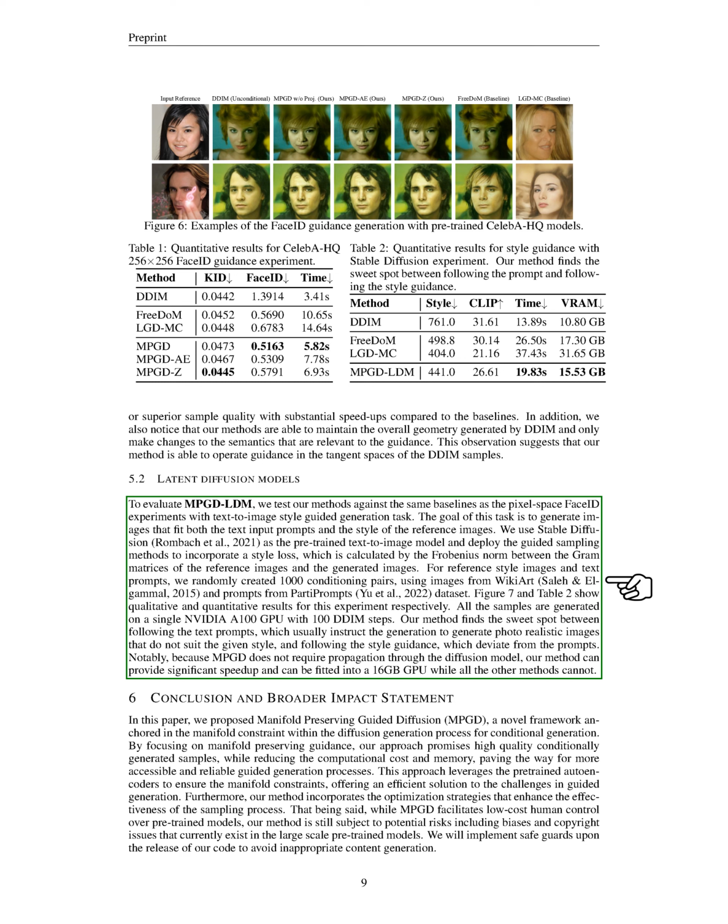We've randomly created 1,000 conditioning pairs for reference style images and text prompts, using images from WikiArt and prompts from the Parti Prompts dataset. The figure and table show qualitative and quantitative results for this experiment respectively. All the samples are generated on a single NVIDIA A100 GPU with 100 DDIM steps. Our method strikes a balance between following the text prompts, which often instruct the generation to create photorealistic images that don't fit the given style, and following the style guidance, which deviates from the prompts.